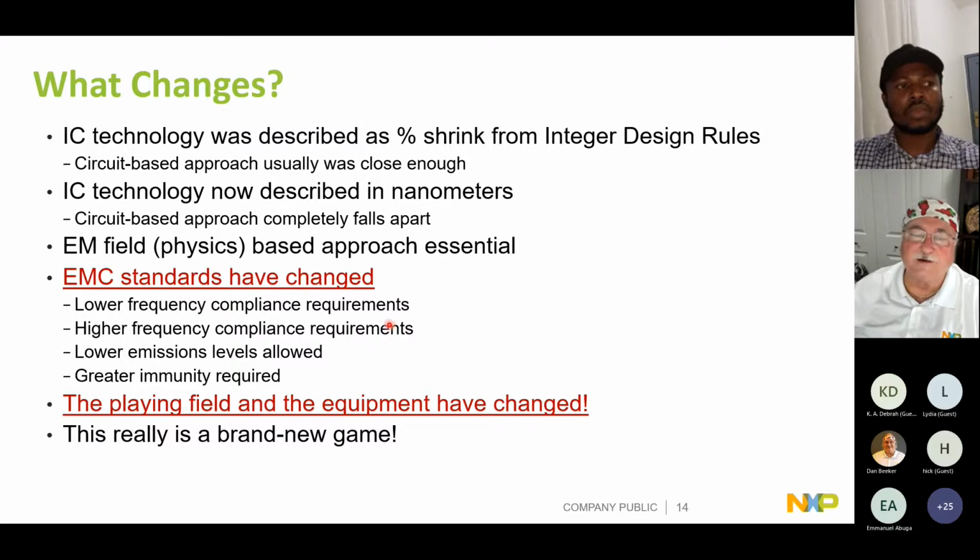So they've been extended into lower and higher frequencies. The amount of energy you're allowed to radiate has been reduced. The amount of energy you have to be resistant to has been increased. And we're giving you parts that are better at making noise at higher frequencies and are much more susceptible to interference. So everything's going in opposite directions, and we still haven't really done anything to change how we design these systems. This is a completely new ballgame.